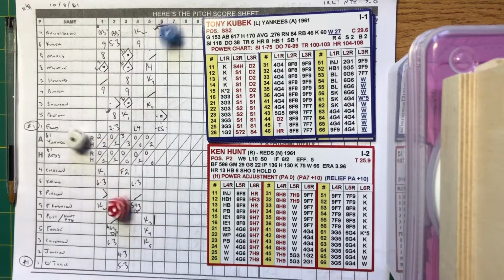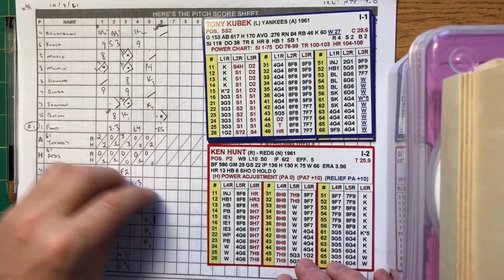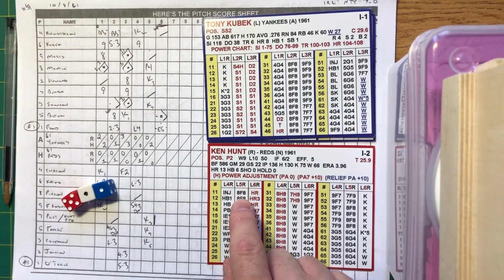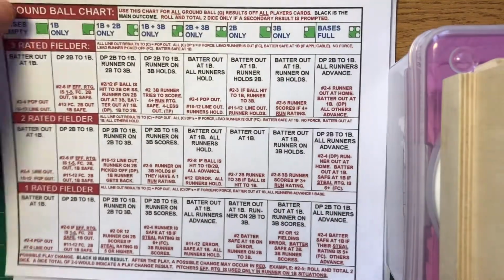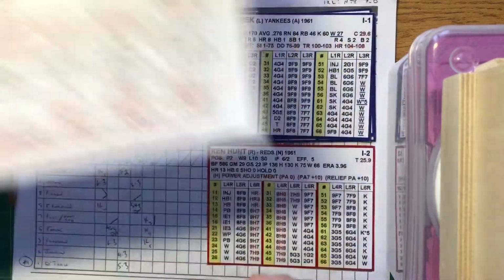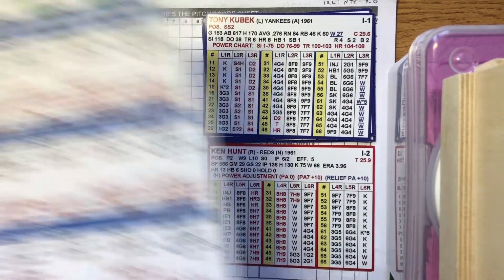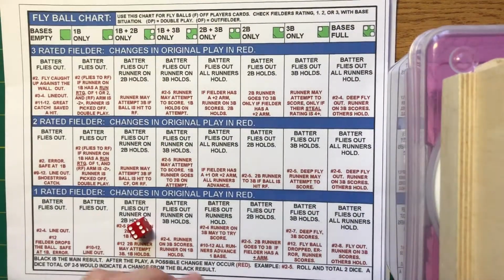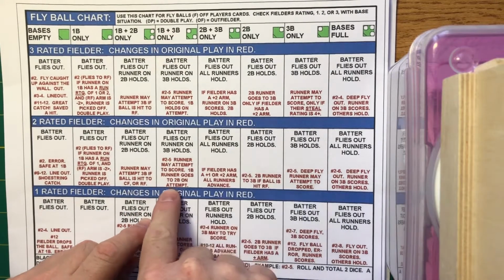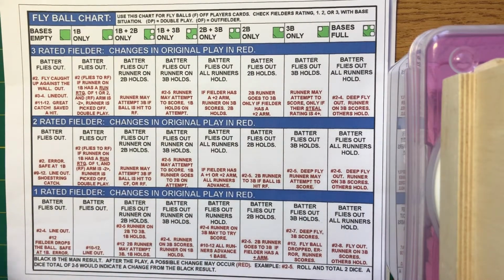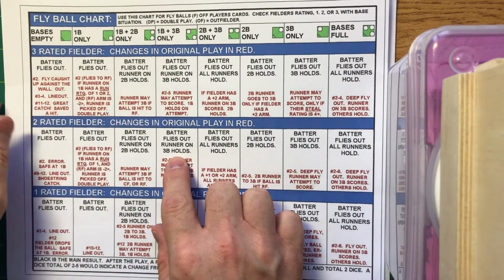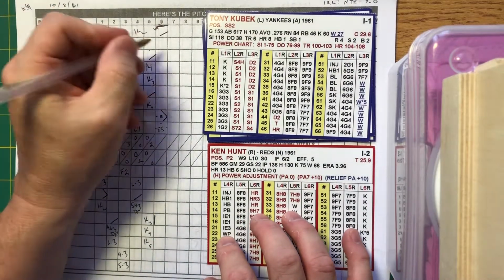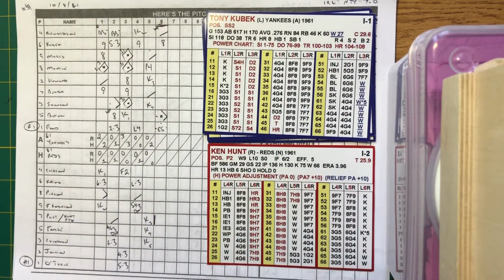Infield in, the pitch from Hunt. Center field, this is Pinson. Oop, that's the ground ball chart. Don't need that. First and third, so our column is here. Pinson makes the catch. Ford is going to hold. And there's one down. Now it's Maris.